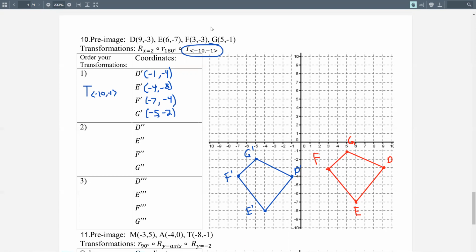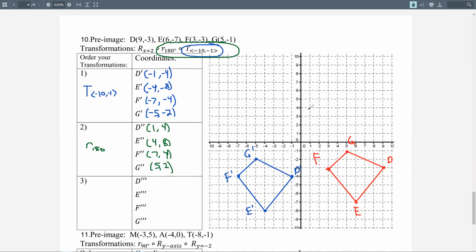Okay, second thing we're going to do then is the rotation, 180 degrees. So when we rotate 180, all we do is change the sign. So -1, -4 becomes 1, 4. -4, -8 becomes 4, 8. -7, -4 becomes 7, 4. Then -5, 2 becomes 5, 2.